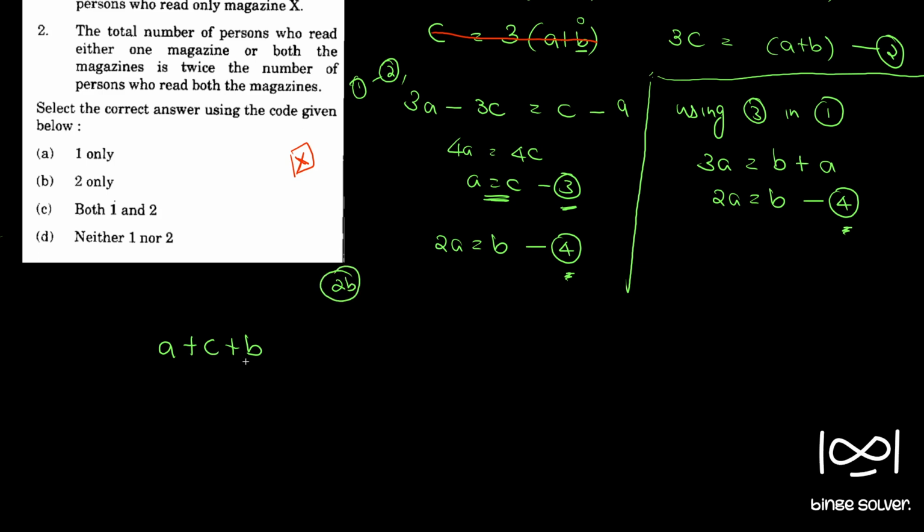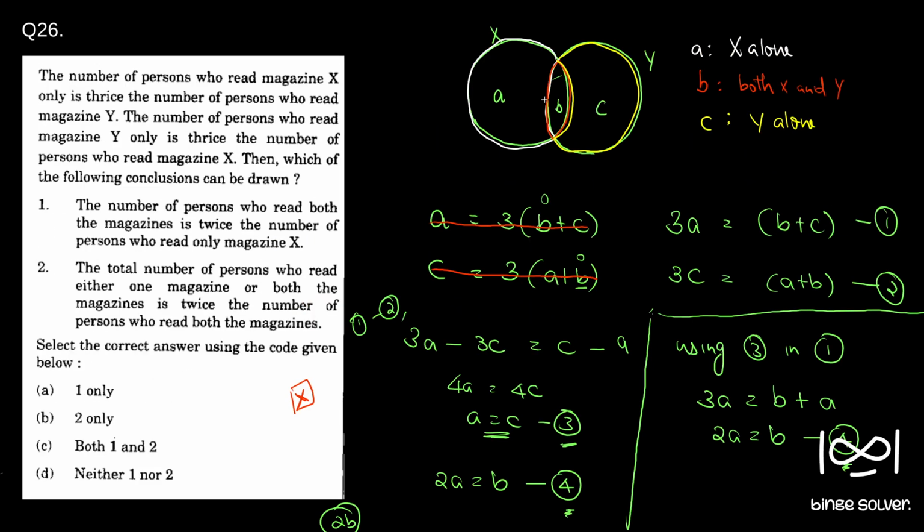So we have to check whether a plus c plus b is equal to 2b. But we already know that a equal to c, and we can substitute c with a. So a plus a, 2a plus b it becomes. Now we know 2a is equal to b from the fourth statement. Again substituting, we get b plus b, which is 2b. So a plus c plus b is equal to 2b. So the second statement also becomes true.